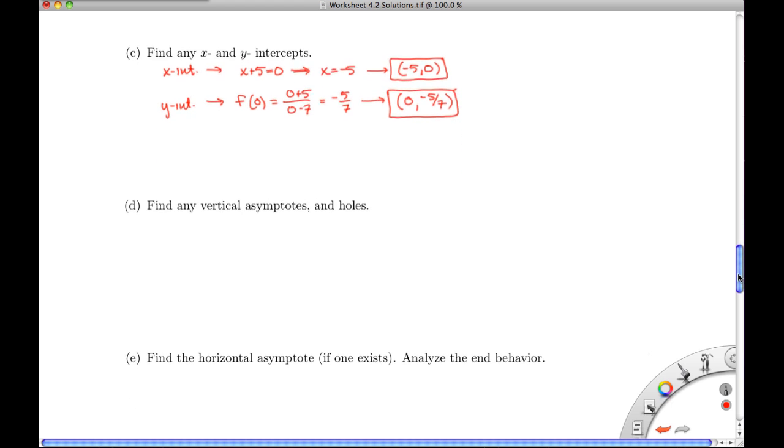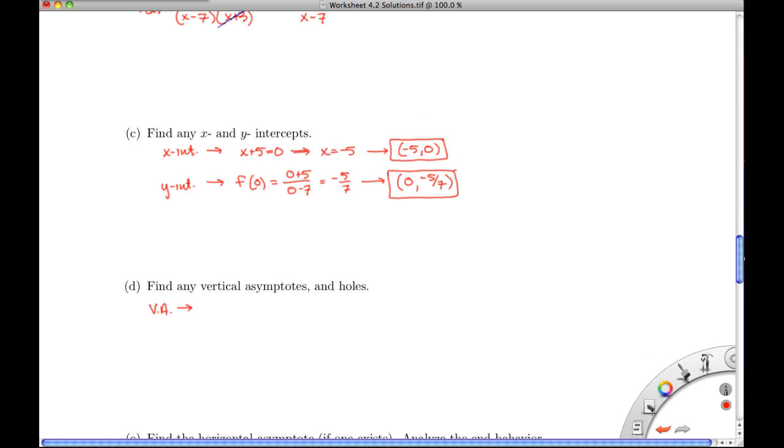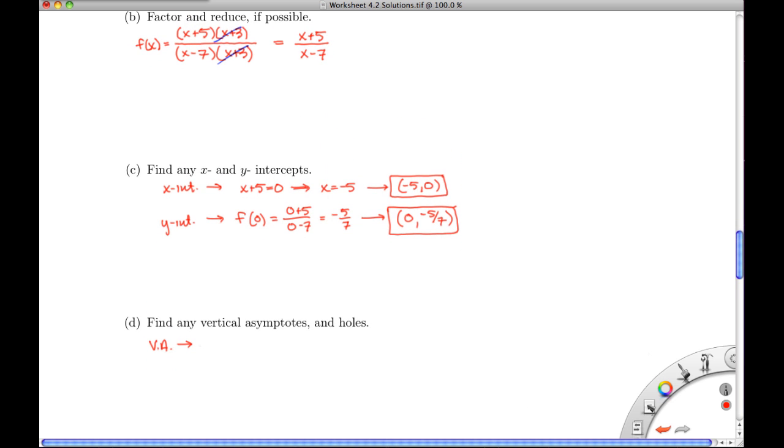All right, so find any vertical asymptotes and holes. So for vertical asymptotes, again, we're pros at this now. What we're going to do is we're going to take our simplified denominator. We'll bring that into view so we can see that. The simplified denominator, which is x minus 7, we're going to set it equal to 0 and solve for x. So what we determine here is that we have a vertical asymptote at x equals +7.